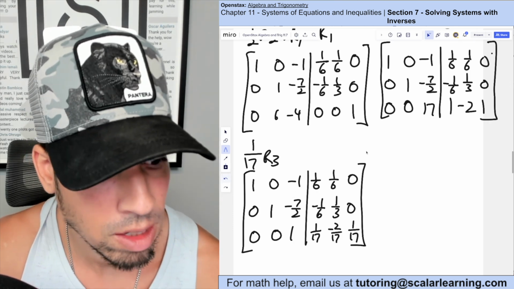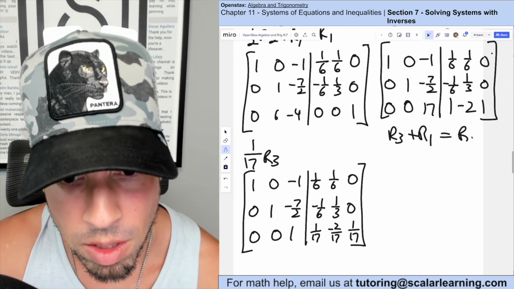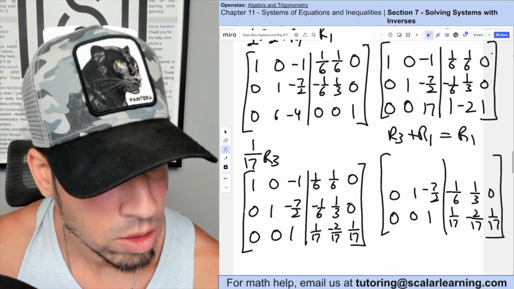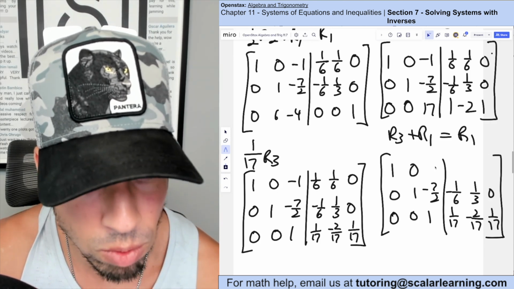First, let's get rid of that. That's going to be nice and easy. Row 3 is just going to be added to row 1 to get a new row 1. Let's write it out. We got 0 plus 1 is 1. 0 plus 0 is 0. 1 plus negative 1 is 0.